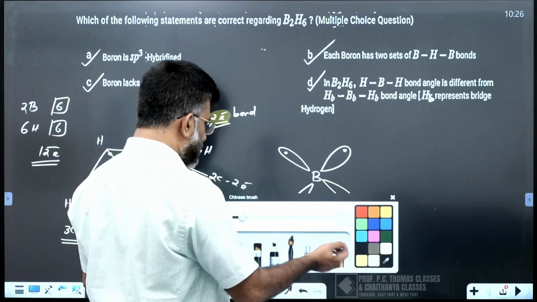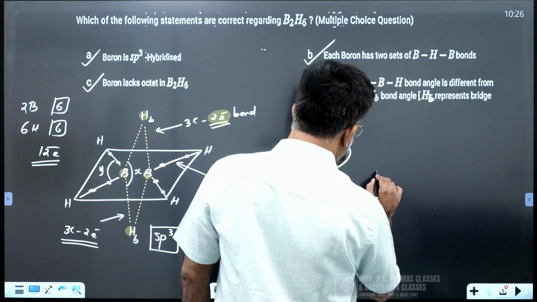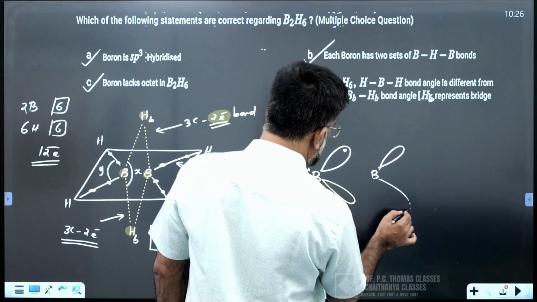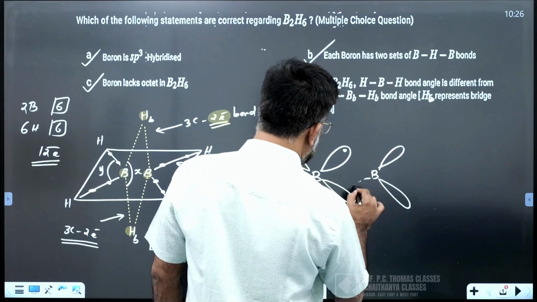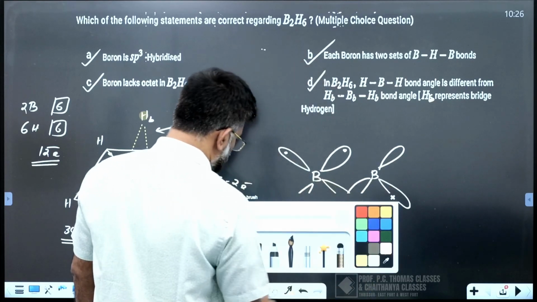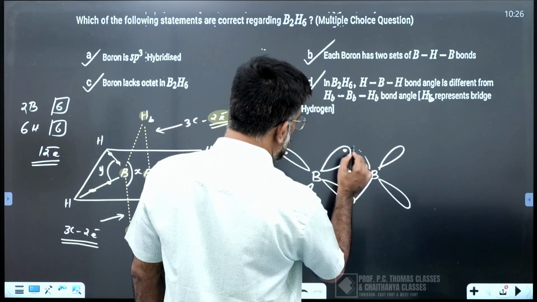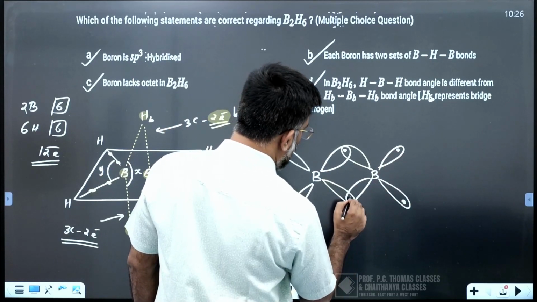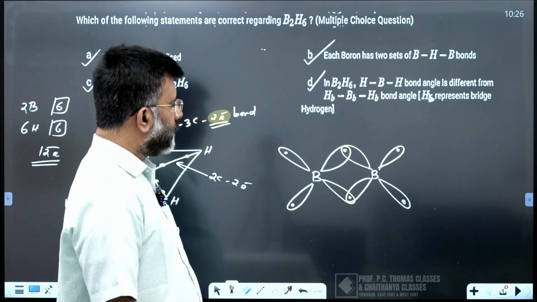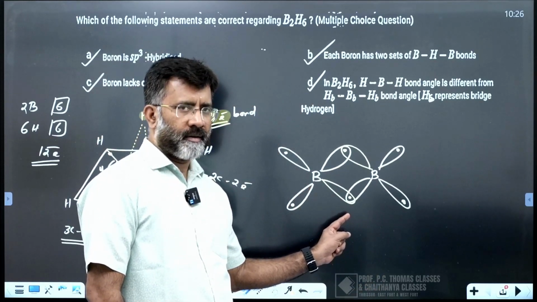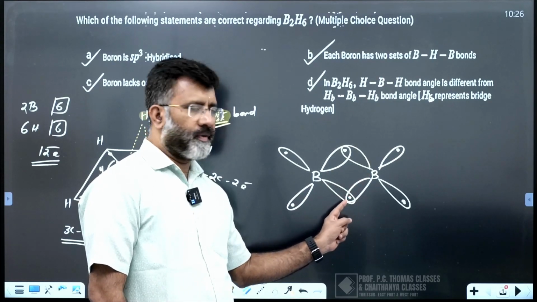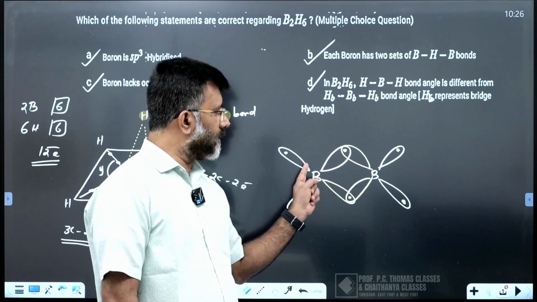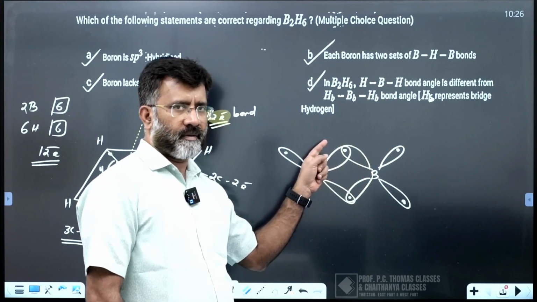And now you can see the next boron, which is also sp3 hybridized. 1 orbital like this, 1 orbital like this, and 1 orbital like this, and the orbital without an electron will be merging here. And here you have one electron, here one electron, and here one electron. So the vacant orbital of this boron merges with the electron filled orbital of this boron. Similarly, the vacant orbital of this boron will merge with the electron filled orbital of this boron, and they make a merging.